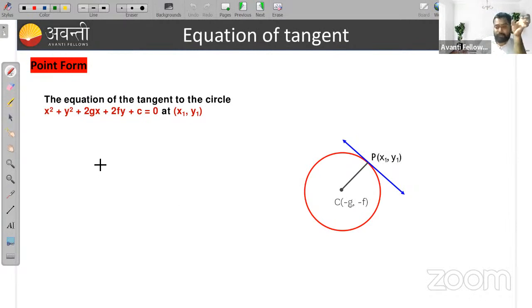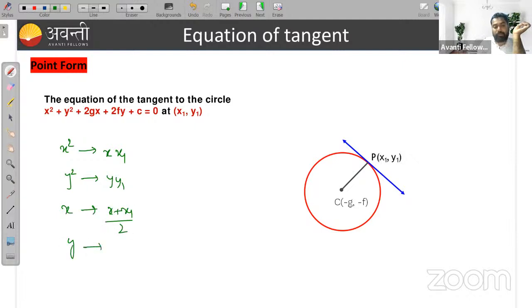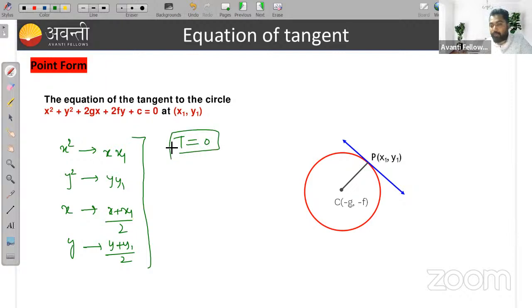Just you need to replace. What is the substitution you do? Replace x square as x1, y square as y1, x as x plus x1 by 2, and y as y plus y1 by 2. So these are the substitutions you need to do. Then after substitutions, what you will get, that is my T, and T is equal to 0 is the equation of tangent. So what is T? After substitutions, substitute all these things in the left hand side of the circle.